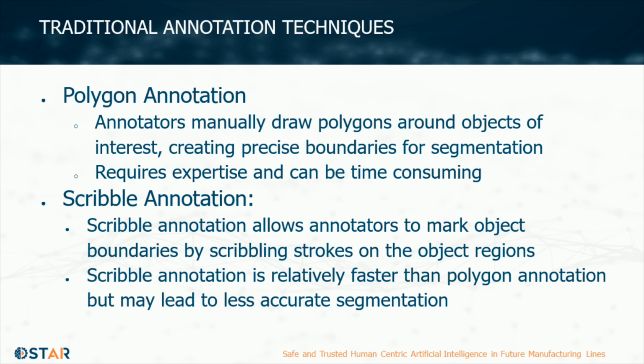Scribble annotation. Scribble annotation allows annotators to mark object boundaries by scribbling strokes on the object regions. These strokes provide approximate outlines for segmentation. Scribble annotation is relatively faster than polygon annotation but may lead to less accurate segmentation.